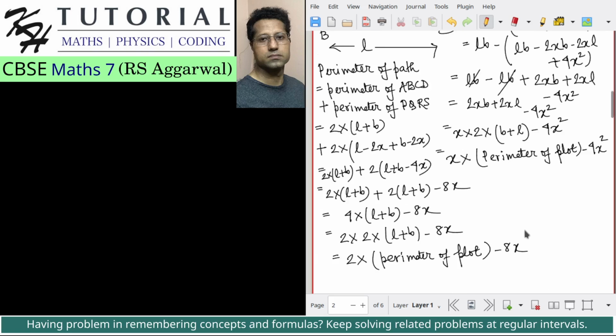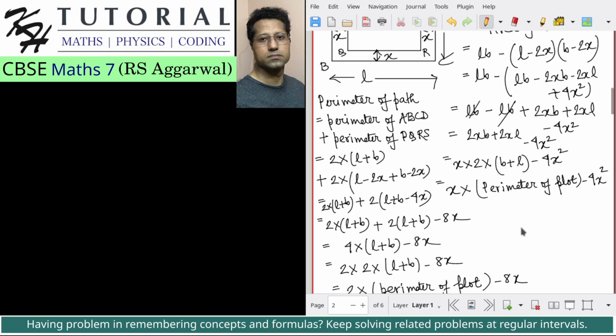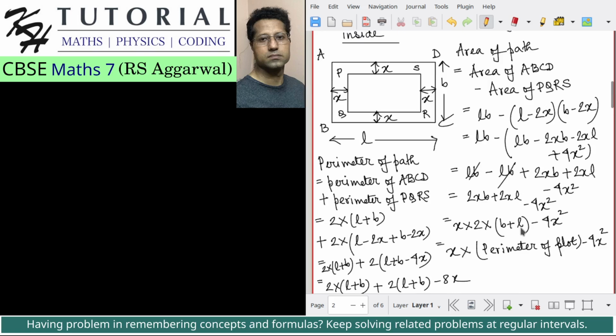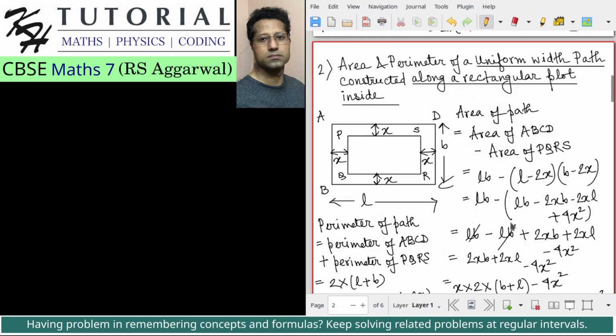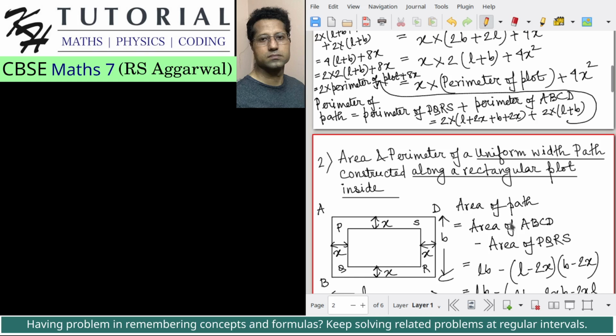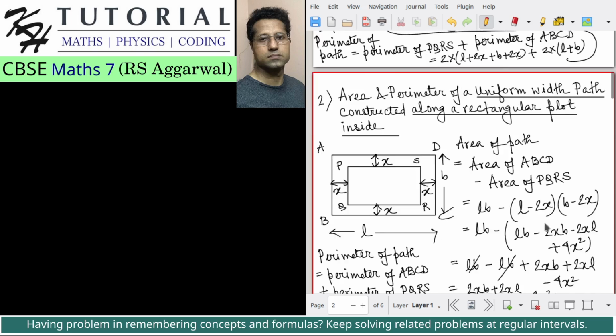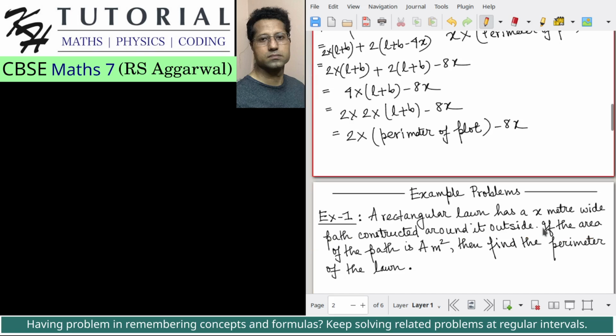Now there is no need to remember this formula. If you can, it is fine. It is good enough if you can geometrically figure out what the area of the path will be, as it is very simple. So these are the two concepts of finding the area and perimeter of a path when the path is constructed along a rectangular plot, either inside or outside. Now let's solve 3 example problems based on this concept.